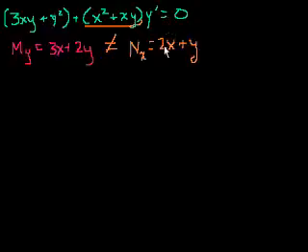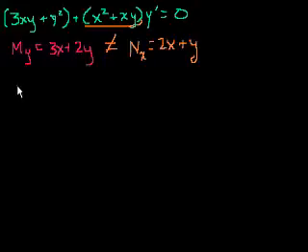But what if there were some factor, or I guess some function, that we could multiply both sides of this equation by that would make it an exact differential equation? So let's call that mu. What I want to do is multiply both sides of this equation by some function mu, and then see if I can solve for that function mu that would make it exact. So let's try to do that. Let's multiply both sides by mu.